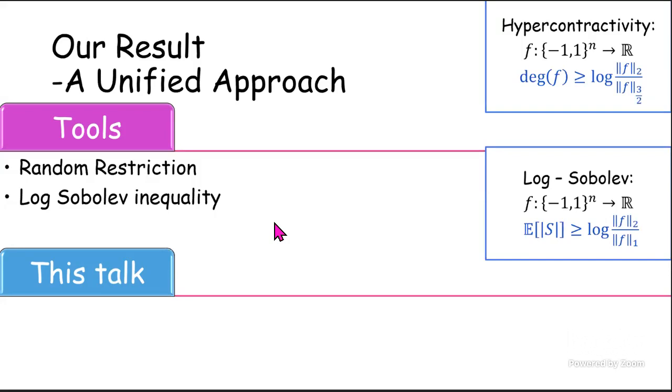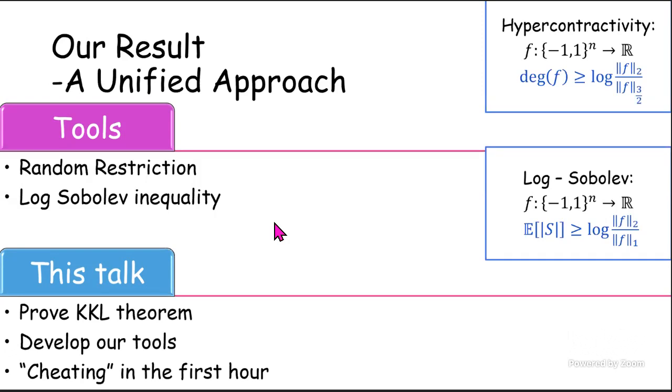So in this talk, we will prove the KKL theorem and give all the techniques along the way. We'll develop our tools. I'll cheat, I'll cheat a lot in the first hour. I hope we'll have enough time to fix all of this cheating. But if not, it's also okay, because the proof idea will be in the first hour. I'm not sure if it will fit the time.